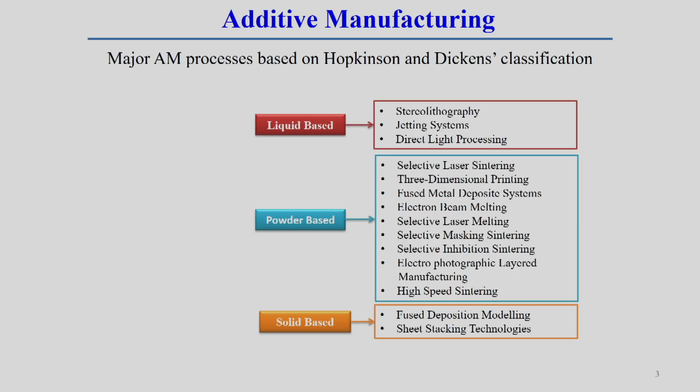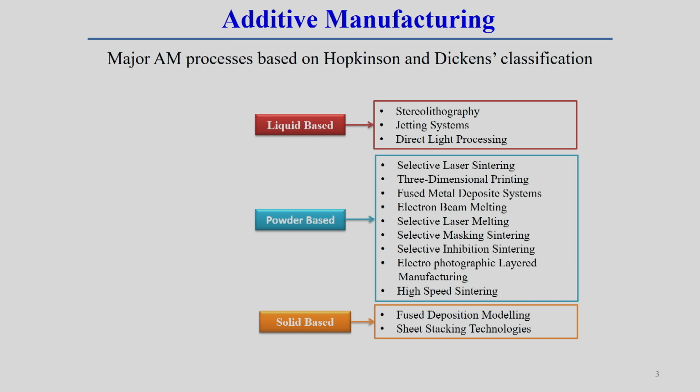Now, in general, additive manufacturing processes can be classified based on three different modes. One is liquid based, which means the raw material is in the form of a liquid. Powder based means we use material powder to produce a desired shape in the additive manufacturing process. In some cases, it can be solid based, where instead of powder, we can use wire, or we can use sheet stacking technologies.